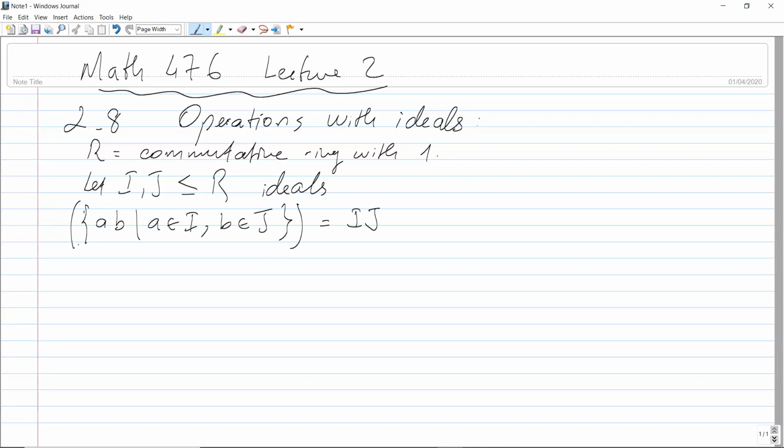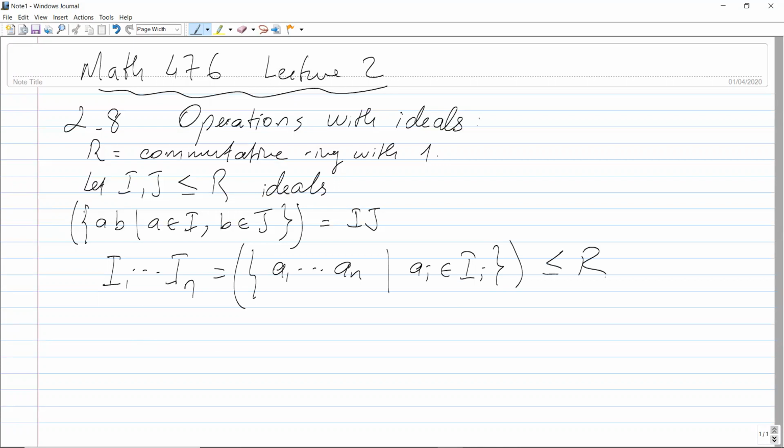So for ideals I_1 through I_n, we define this product as the ideal generated by the product of n elements a_i such that a_i is in I_i. So you multiply the elements of I_1 through I_n, and then look at the ideal inside R generated by these elements.